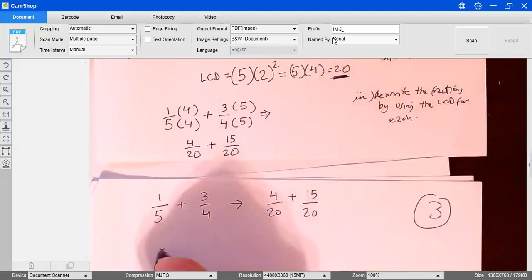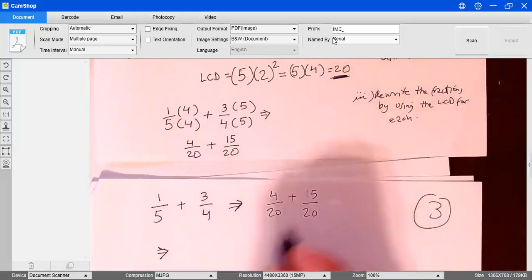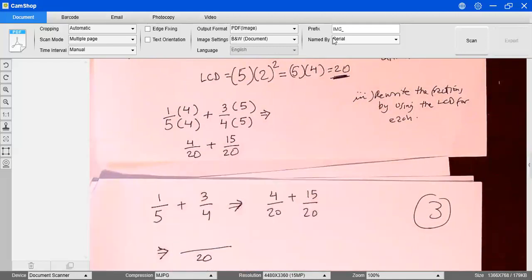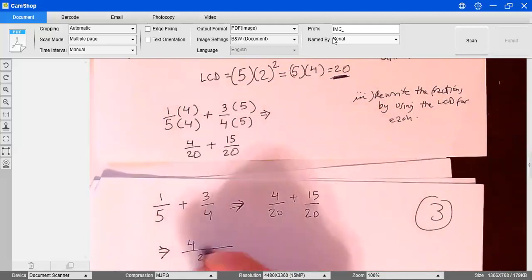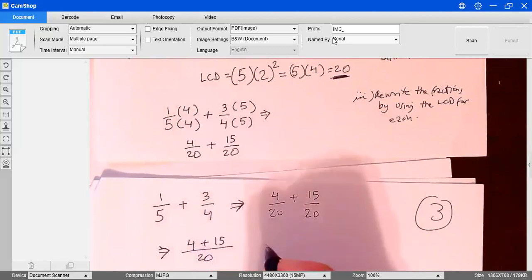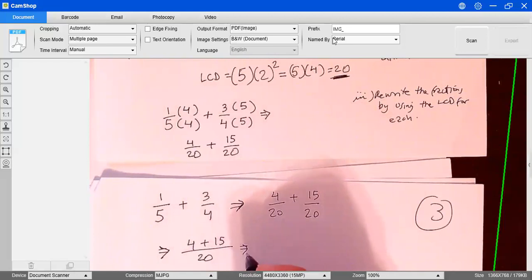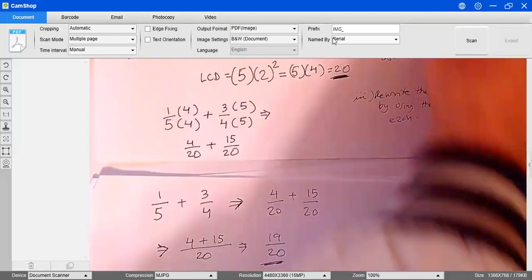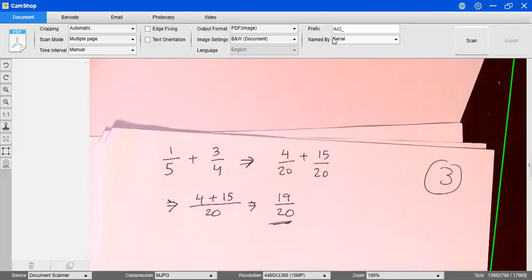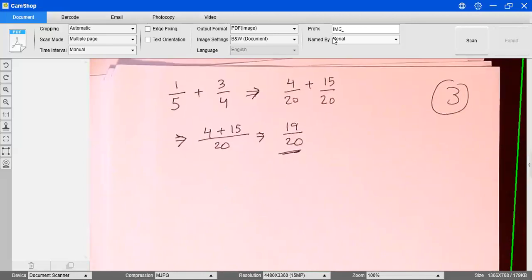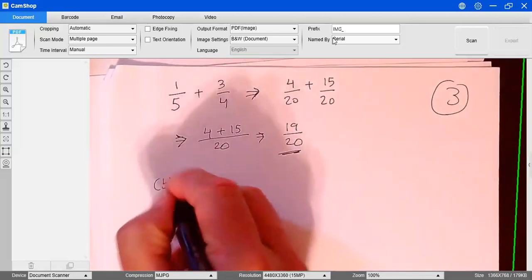We're gonna do what we did before. So we're gonna write the common denominator. We're gonna write the sum on the top of this fraction, and then we're gonna get the final answer. So we're gonna get 19 over 20. So that's the final answer. So let's continue using this new method, the least common denominator method, now with the difference.